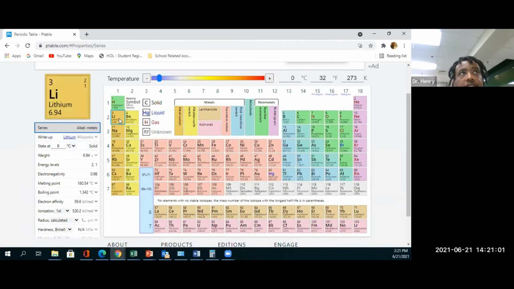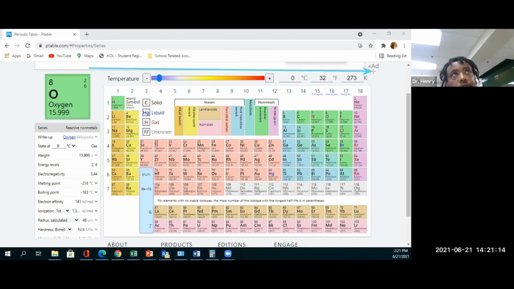Okay, and that's the same thing as we go across here, in terms of size. So size-wise, the atom is going to decrease in this direction, right? And it's also going to decrease as we go up. Now, the reason why we get an increase as we go down, right? Francium is much bigger than hydrogen.